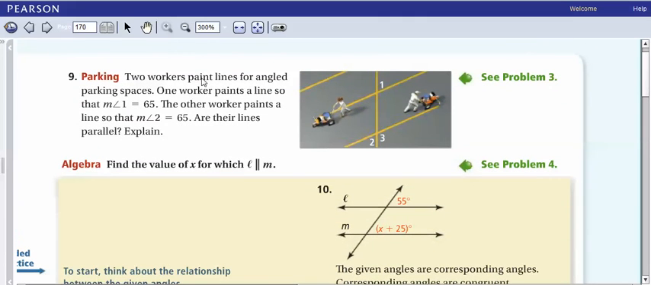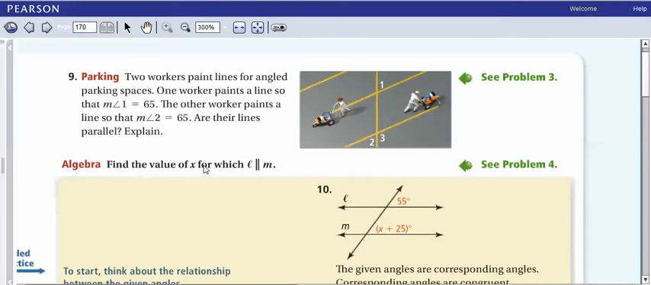Two workers paint lines for angled parking spaces. One worker paints a line so that the measure of angle 1 is 65. So that angle is 65. Angle 2 is 65. Are their lines parallel, Trevor? Yes. What's your explanation? Angles 1 and 2. Alternate exterior angles theorem. Okay?